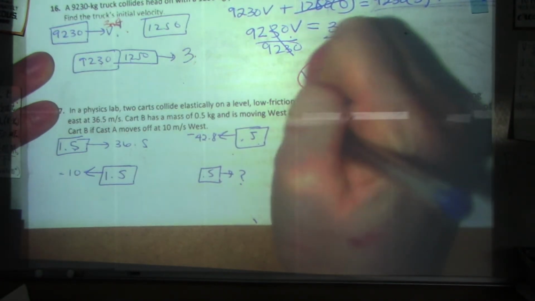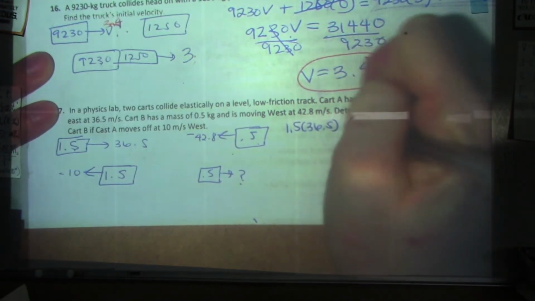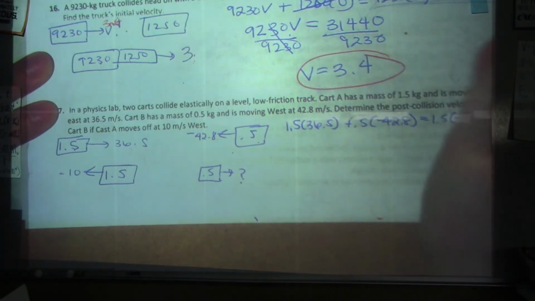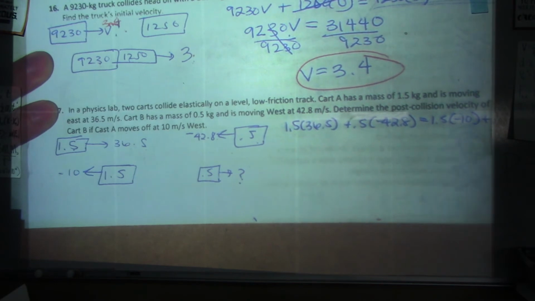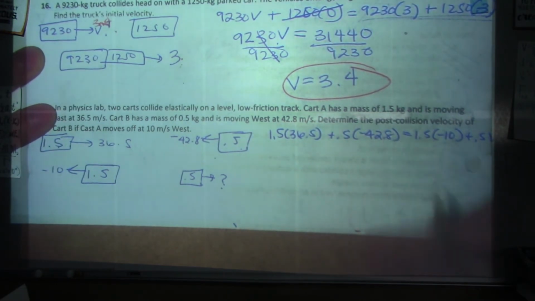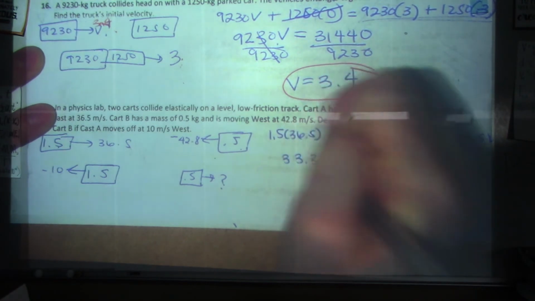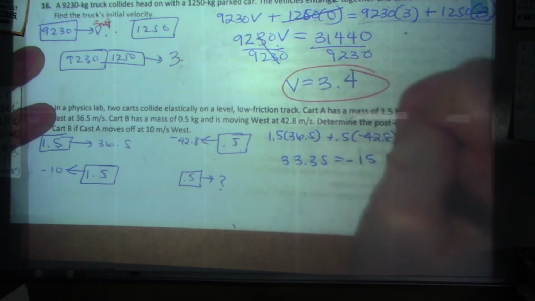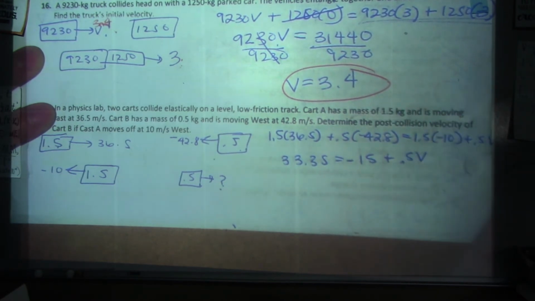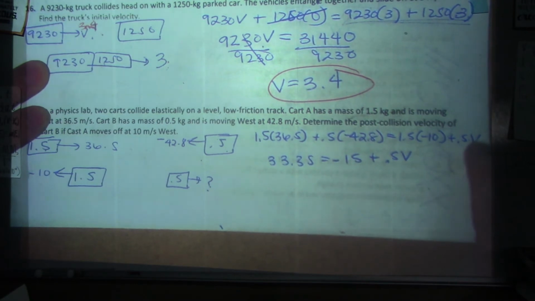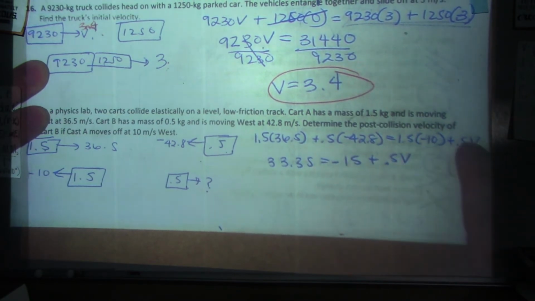Now we just plug in m1v1 plus m2v2, etc. plus 0.5v. Now this is just numbers, so we can put all of that into our calculator. We get 33.35. 1.5 times negative 10 is negative 15, and 0.5v. Now I cannot just put all of this into my calculator because there's a v right here. There's an unknown or a variable, so they are not like terms.